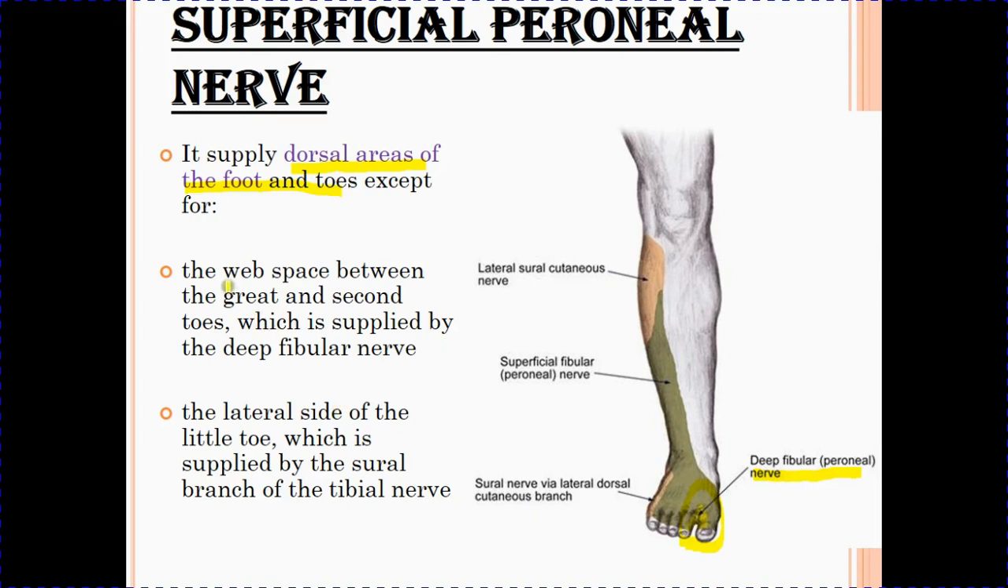except the web space between the great and the second toe, which is supplied by the deep fibular nerve, as well as it does not supply the lateral side of the little toe, which is supplied by the sural nerve branch of the tibial nerve. So this area does not receive the innervation from the superficial peroneal nerve. The rest of the dorsum of the foot is supplied by superficial peroneal nerve, except these two areas. Web space between first and second toe and the lateral side of the little toe.